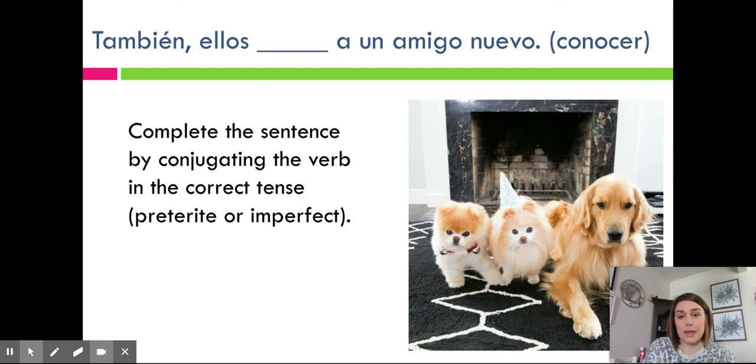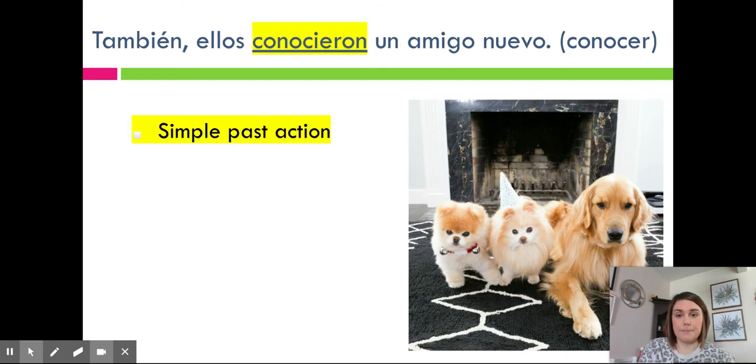También ellos blank a un amigo nuevo. Conocer means to know, but in the past it can also mean to meet. So think, what is the sentence trying to say? Is it Dr. Lewaite or a simple past action? So choose preterite or imperfect and then go ahead and conjugate. Muy bien. It is a simple past action. They met a new friend here at the party.